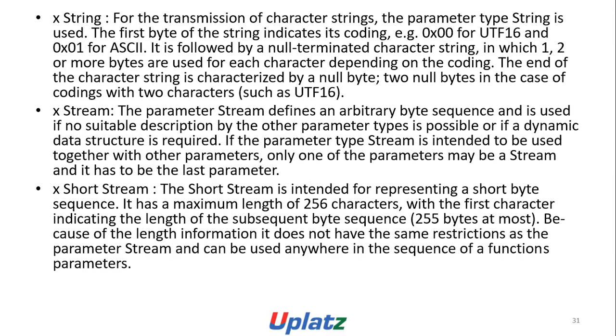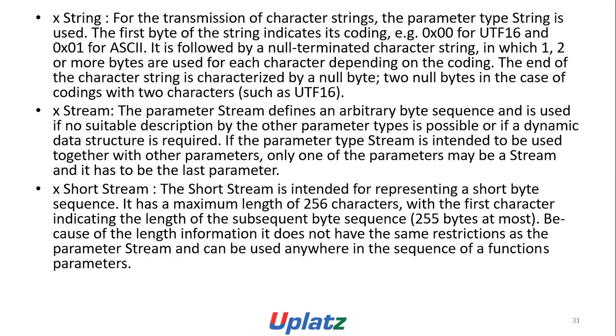The first byte of the string indicates its coding, for example 0x00 for UTF-16 and 0x01 for ASCII. It is followed by a null-terminated character string in which 1, 2, or more bytes are used for each character, depending on the coding. The end of the character string is marked by a null byte, 2 null bytes in the case of codings with 2 bytes per character, such as UTF-16.